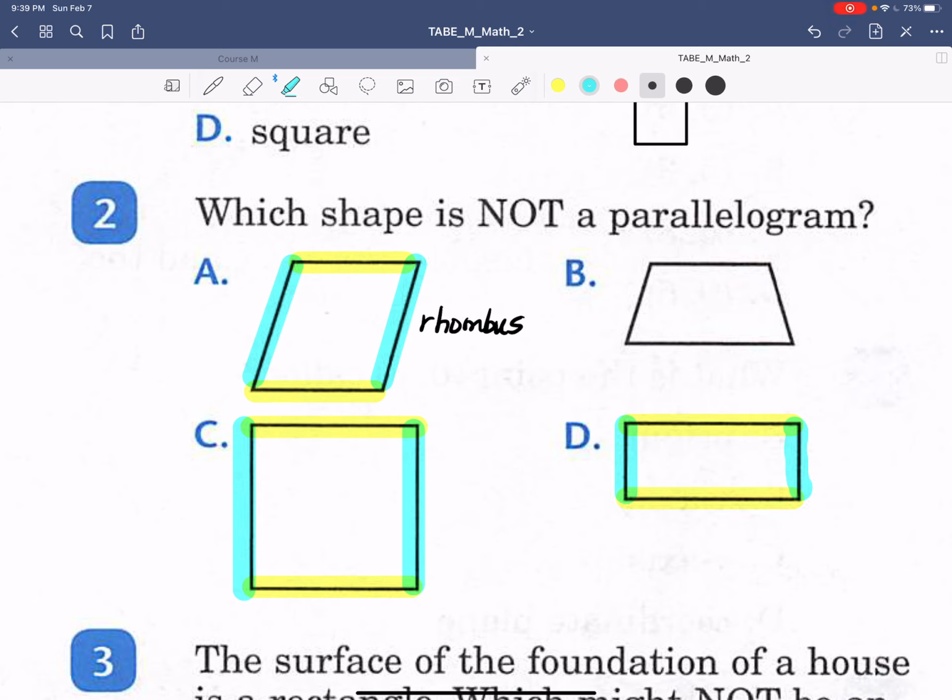But look at this guy. This is a trapezoid. We have the one set, but those two sides right there on the left and right, those would eventually touch. They would eventually become a triangle. So this is not a parallelogram. It's a trapezoid. So B is not a parallelogram.